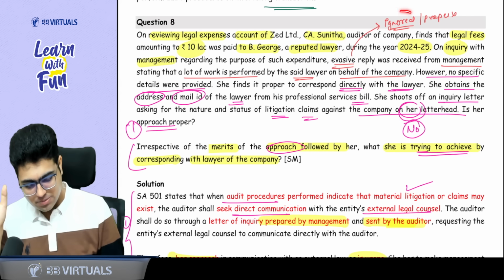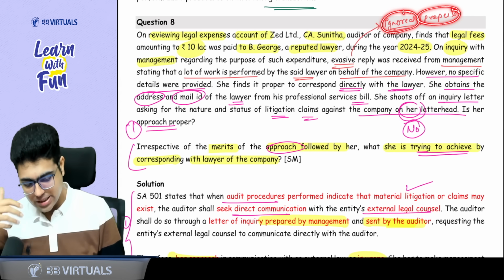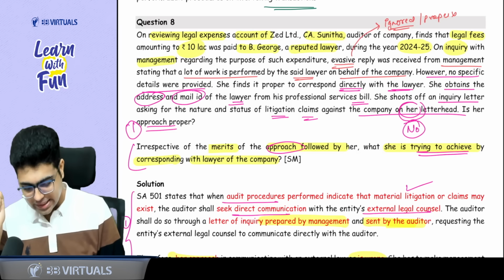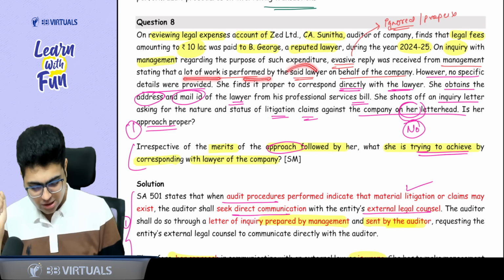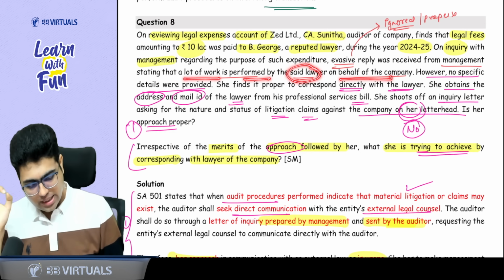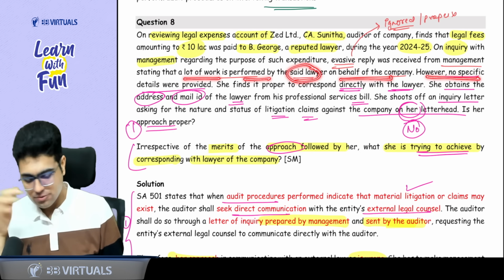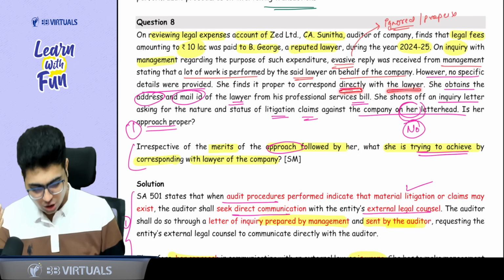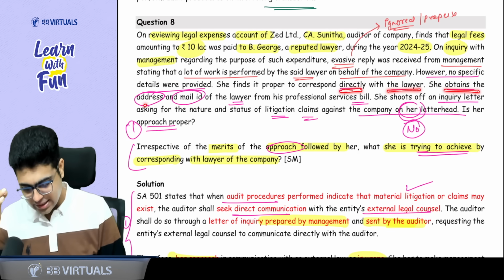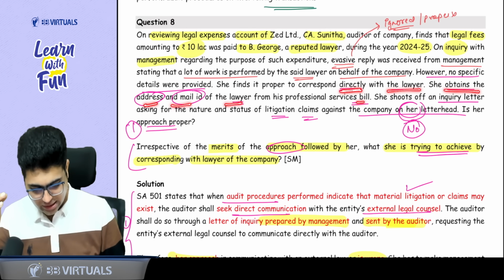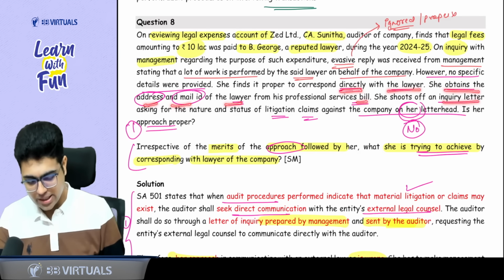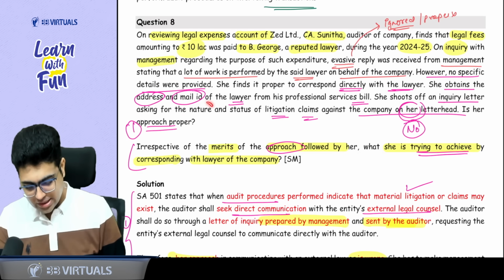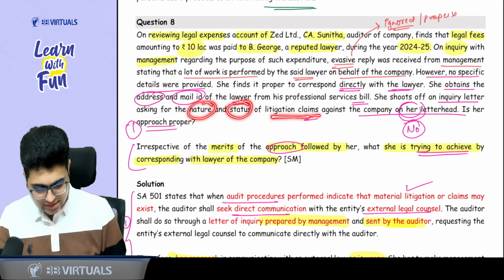Evasive means management ignored her, or management did not give a proper reply, stating that a lot of work is performed by the lawyer on behalf of the company. There are no specific details which were provided. She feels that she should correspond directly with the lawyer. So she obtains the address and email ID of the lawyer from the bill, and she sends an inquiry letter for knowing the nature and status of litigations and claims against the company on her letterhead.